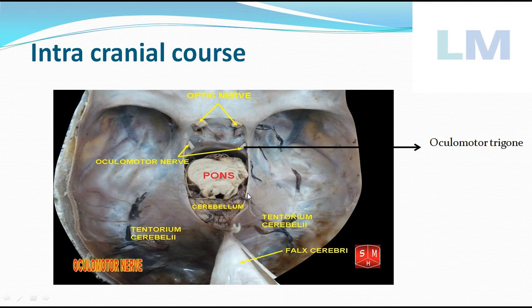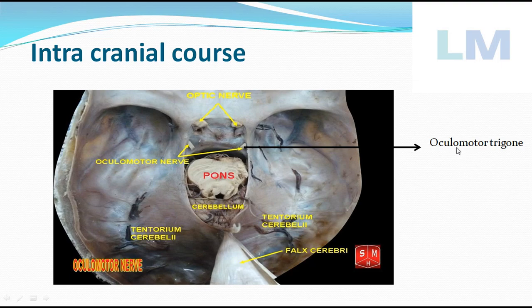You remember this area. So this is the free margin of the tentorium cerebelli. It's also called the tentorial notch. This is the attached margin of the tentorium cerebelli, which is attached to the petrous part of the temporal bone. Here the attached margin and the free margin are crossing one another. The attached margin is going to the posterior clinoid process. The free margin is going towards the anterior clinoid process. When they are crossing one another, it forms a triangular area.